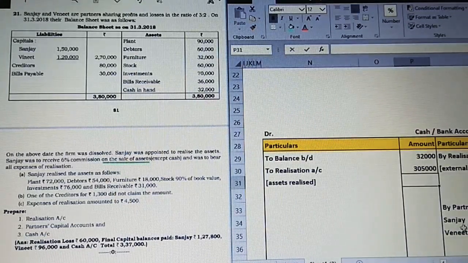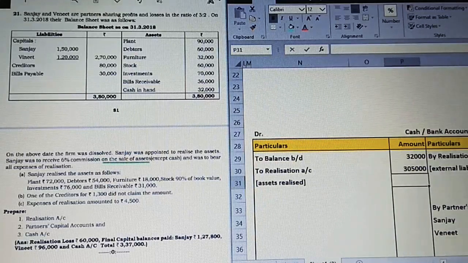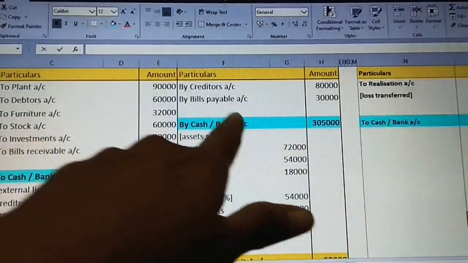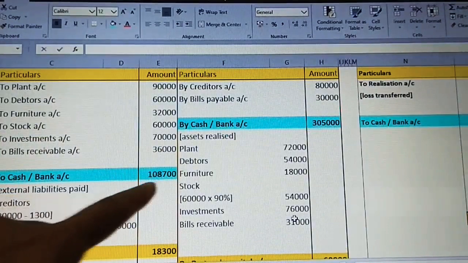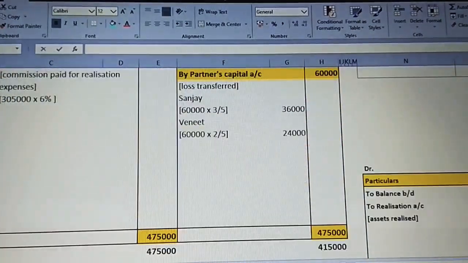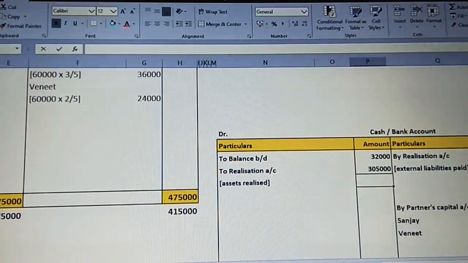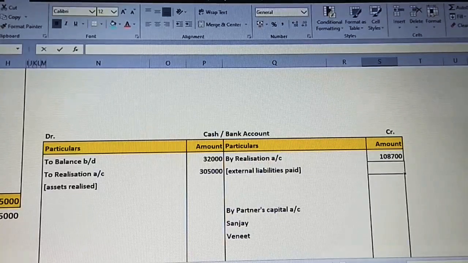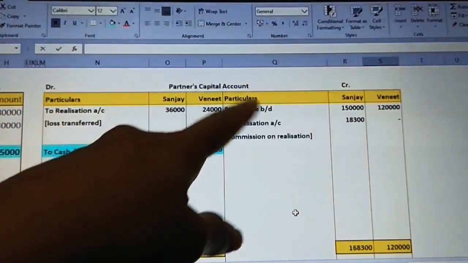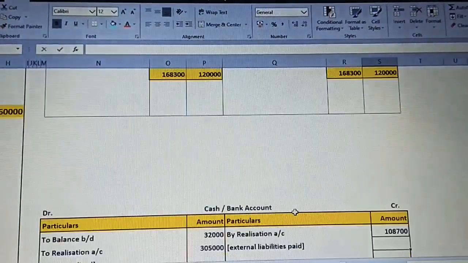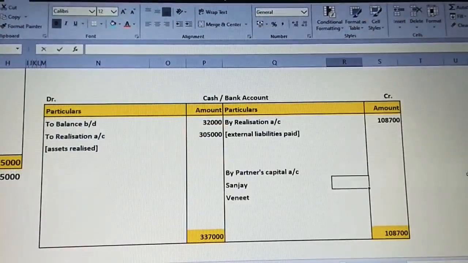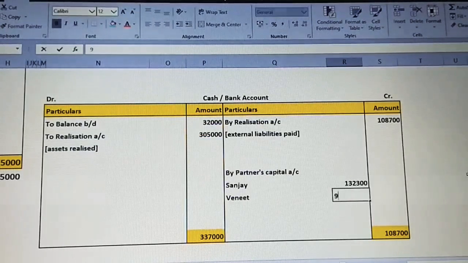3,05,000 over. Then the external liabilities we have to check only from the accounts that we have prepared. We have taken this and we are going to find out the external liabilities, 1,08,700. External liabilities paid, 1,08,700 over. Next we have something else left out, from the partners capital account, the cash or bank, the final settlement of Sanjay and Vinith. It's 1,32,300, 1,32,300 and 96,000.